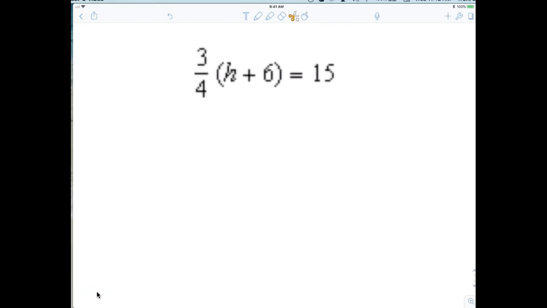Now, look what I mean when we say multiply by the reciprocal. Okay, what is the reciprocal? 4/3. So, Julia, make sure you're looking here now, because I'm trying to get rid of the fraction as quickly as I can. Everybody with me? Now these cross out, so you're left with h plus 6.